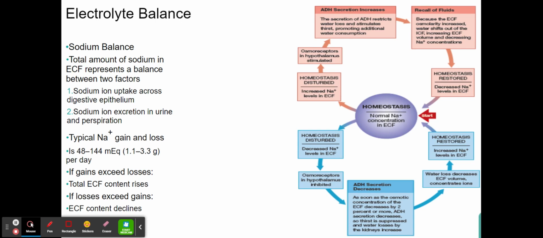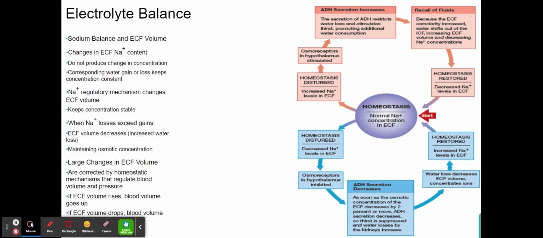When sodium ions are pumped across the digestive epithelium, the solute concentration in that portion of the ECF increases, and that of the intestinal content decreases. Osmosis then occurs. Additional water enters the ECF from the digestive tract, increasing the blood volume and blood pressure. For this reason, people with high blood pressure or a renal salt sensitivity are advised to restrict the amounts of salt in their diet. The sodium regulatory mechanism changes the ECF volume but keeps the sodium concentration fairly stable.